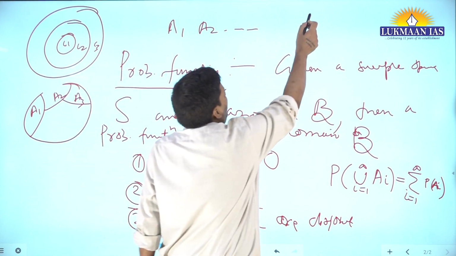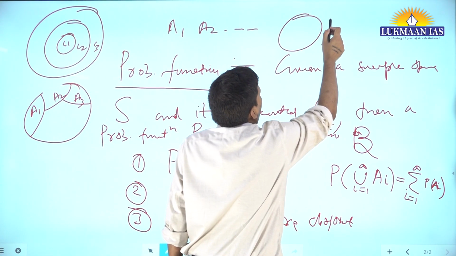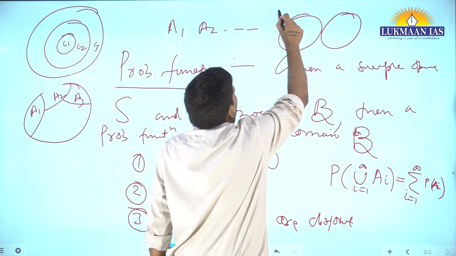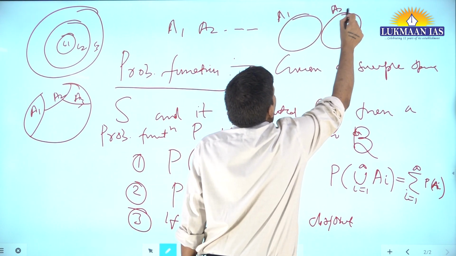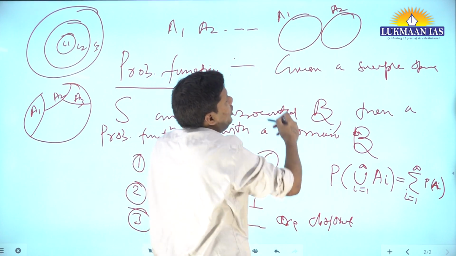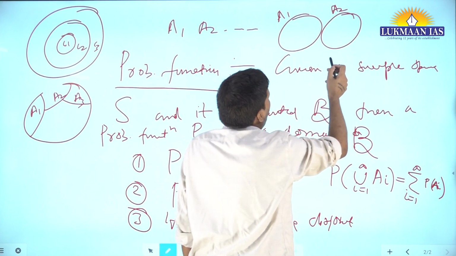Let's say there are two sets, A1 and A2. If they are disjoint, then what can you write?